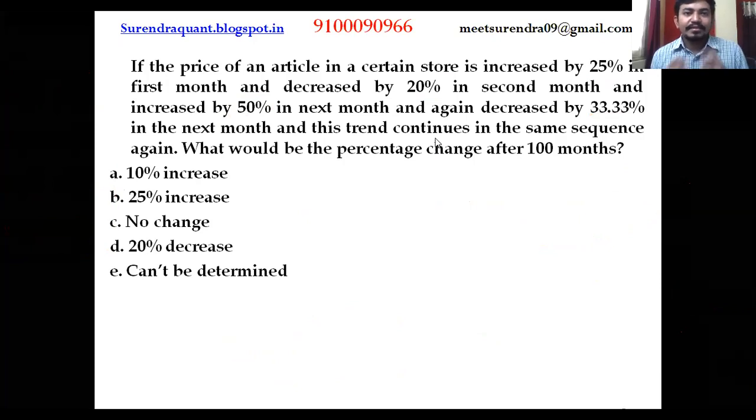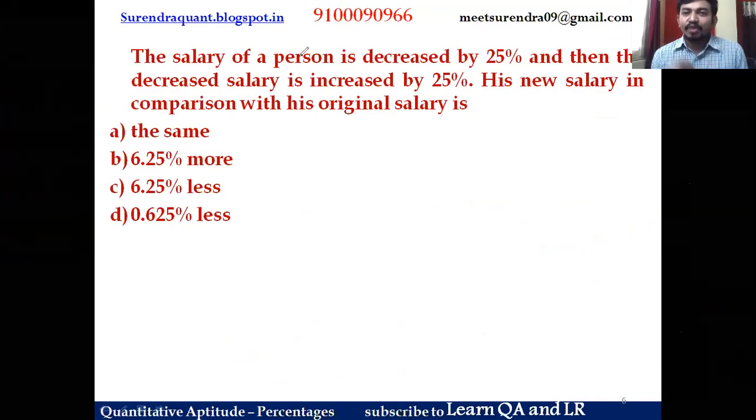The salary of a person decreases by 25%, and then the decreased salary increases by 25%. I think now is the right time to forget about our basic model and work on multiplying factors. So 100% is the value, guys. First it decreases by 25%, this becomes 75%. Later it increases by 25%, it will become 125%. Let us see what is the value of this expression.